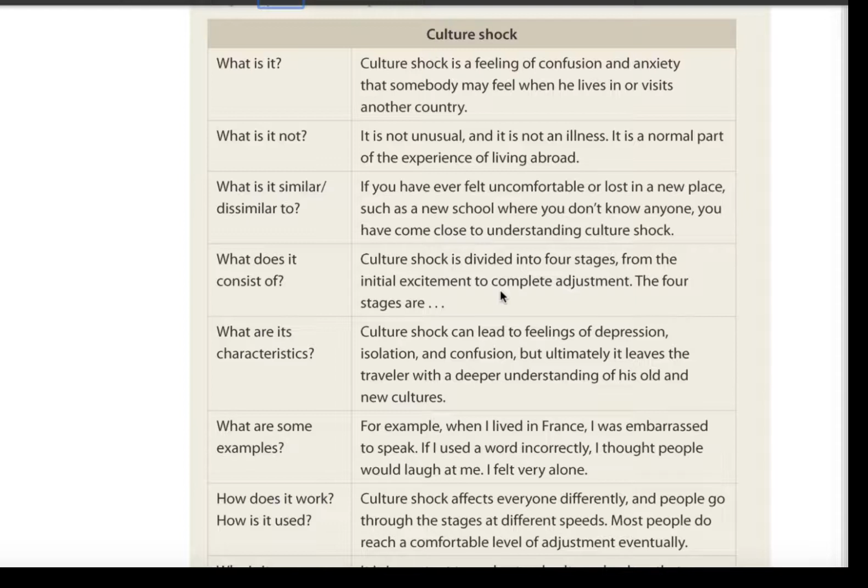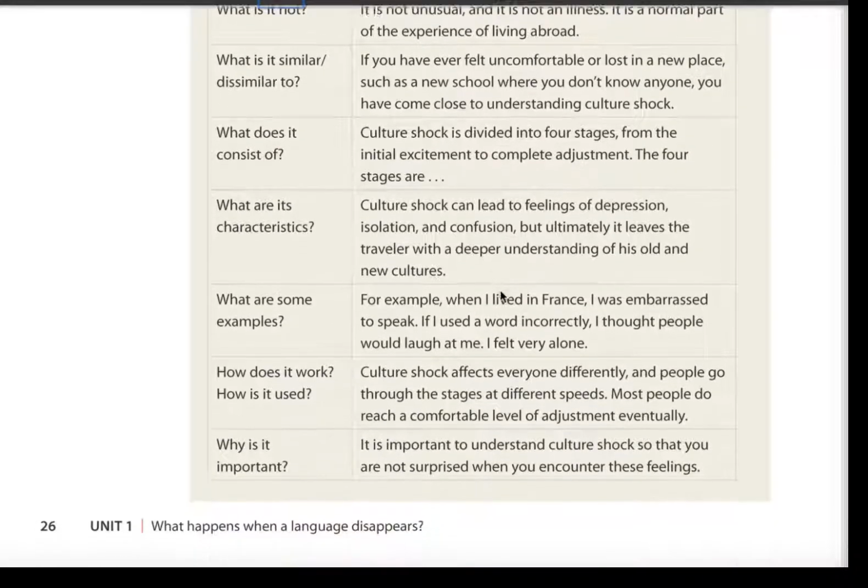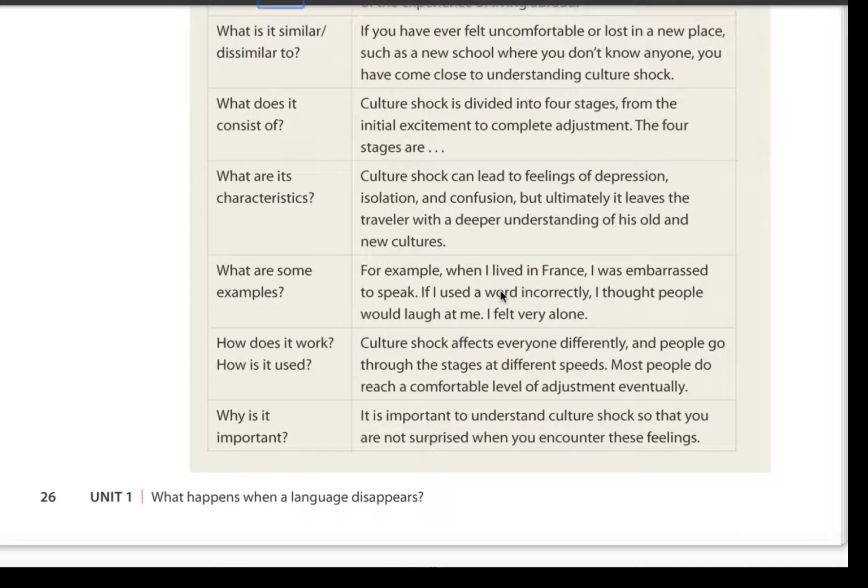So what does it consist of, and what are its characteristics? They can be kind of the same question. It depends on the word. So you would just have to experiment with your word to see if you can actually divide it into what it consists of and what its characteristics are. Now, the examples, you definitely want to be able to provide an example.